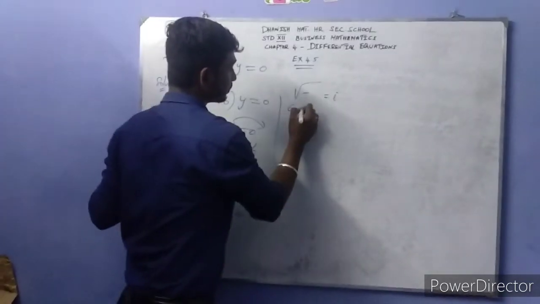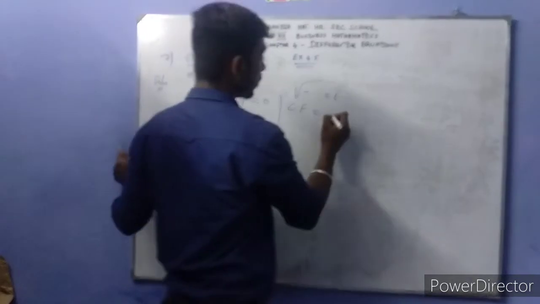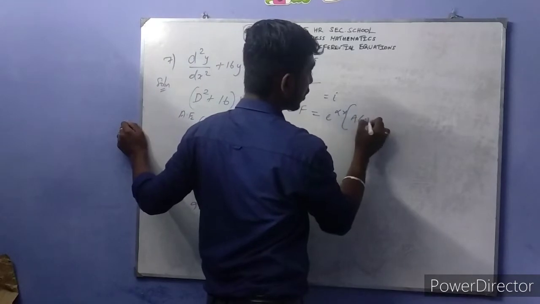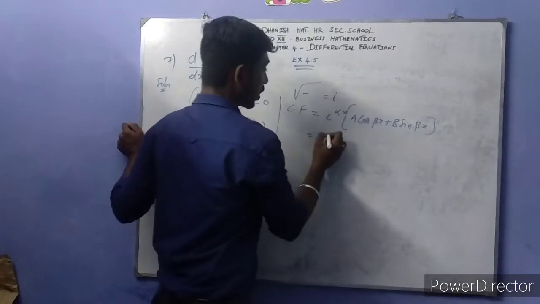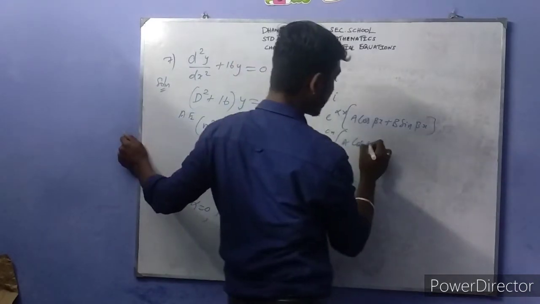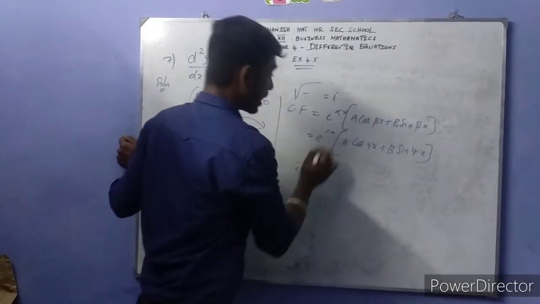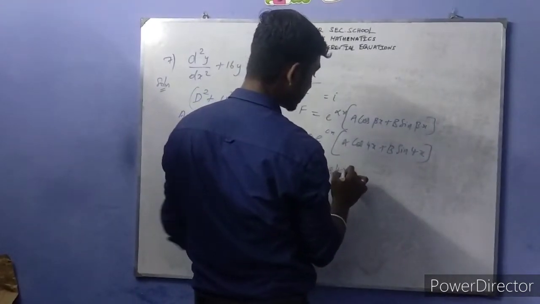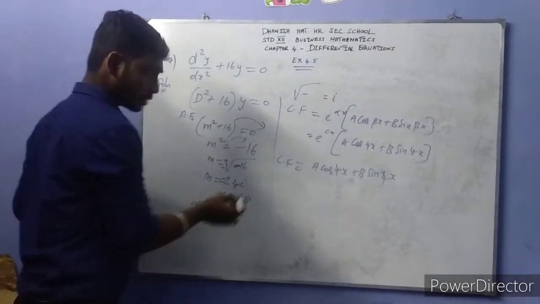Now we are going to find the complementary function, that is CF. What is the formula for this complex root? That will be e power alpha x into a cos beta x plus b sin beta x. So e power alpha value, that is 0, of x here. Then a cos, what is the beta value? 4x plus b sin 4x. Then e power 0 will be 1. So here we have only a cos 4x plus b sin 4x. So this is the CF.